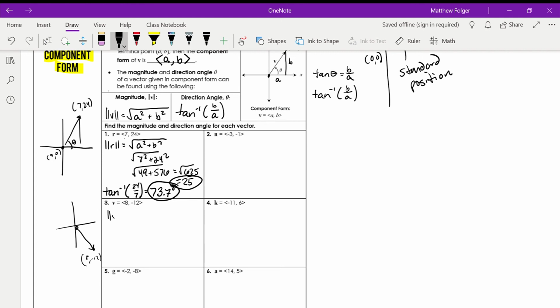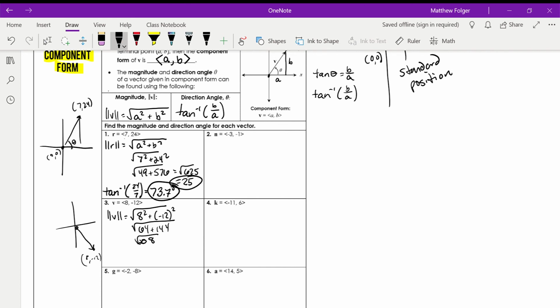Okay, so first thing we want to do is find the magnitude, or the length of that vector. So square root of 8 squared plus -12 squared. Now remember, when you square that, it becomes positive anyway. 64 plus 144 is 208, which is not a perfect square.